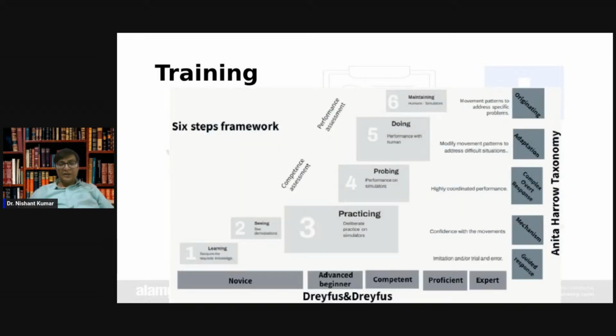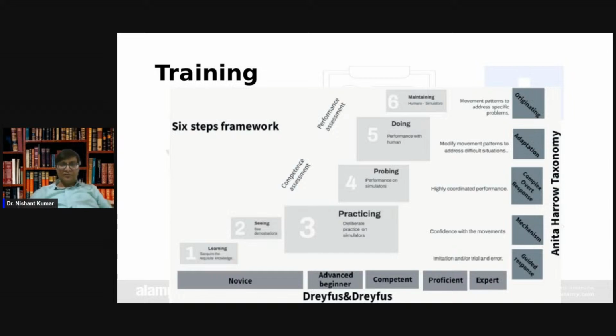Similarly, when we talk of training, we have the Dreyfus and Dreyfus system and the Anita Harrow taxonomy. So, you start with novice and you become an expert, and at the same time, we have a guided response and we have confidence with the movement, highly coordinated performance, modify movement patterns to address difficult situations, and movement patterns to address specific problems. So, this is how you become an expert. That is how you go to the highest level, and that is what we should aim at.